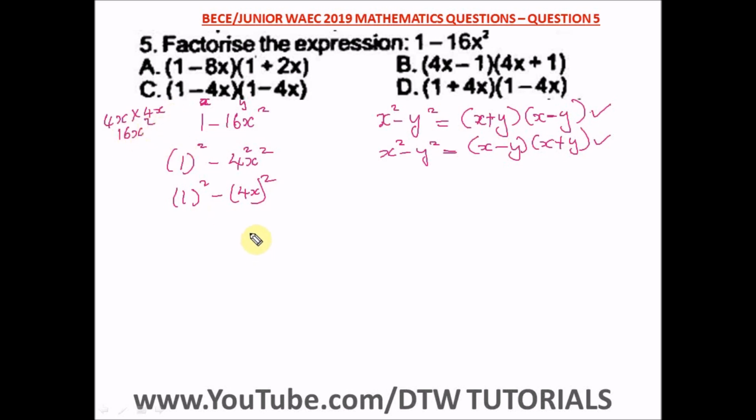16x squared. Okay, so this is our x and this is our y. So from here we have to now apply what? The difference of two squares. Okay, so apply this. So this is x, this is y. So here we have 1 plus what? 4x. Okay, from here x is equal to 1 and y is equal to what? 4x. Okay, so we close the bracket, open the bracket, and the next one is what? 1 minus what? 4x. Okay, so this is our answer.